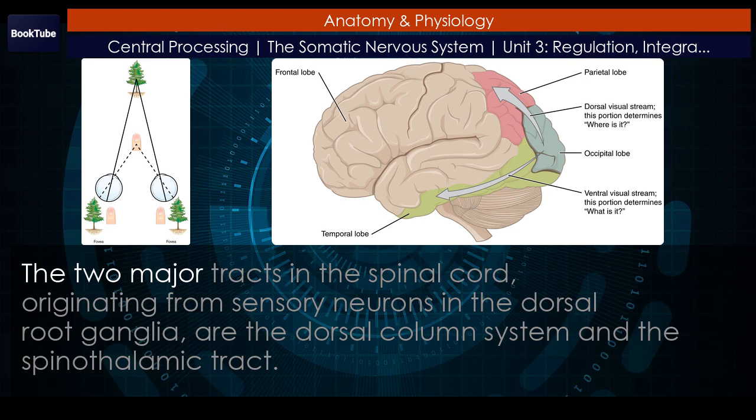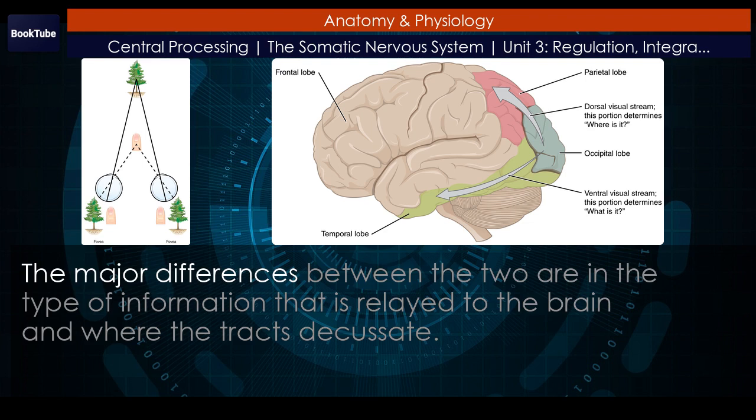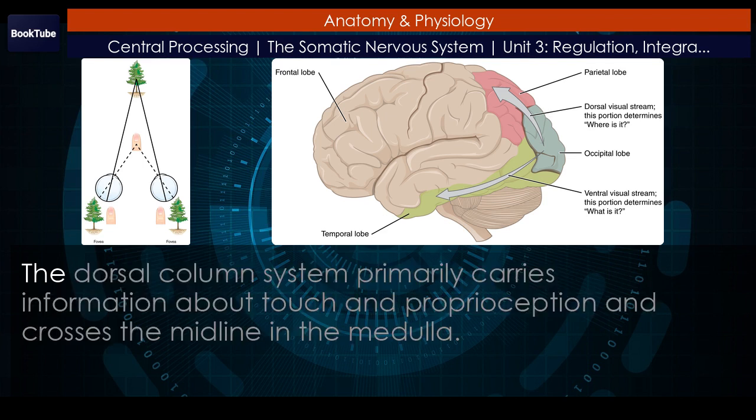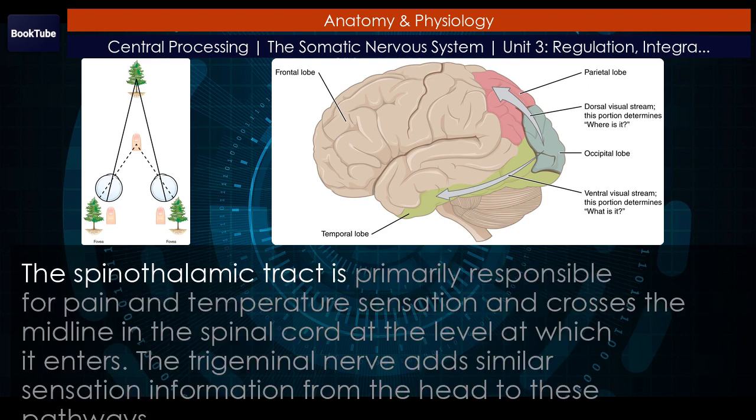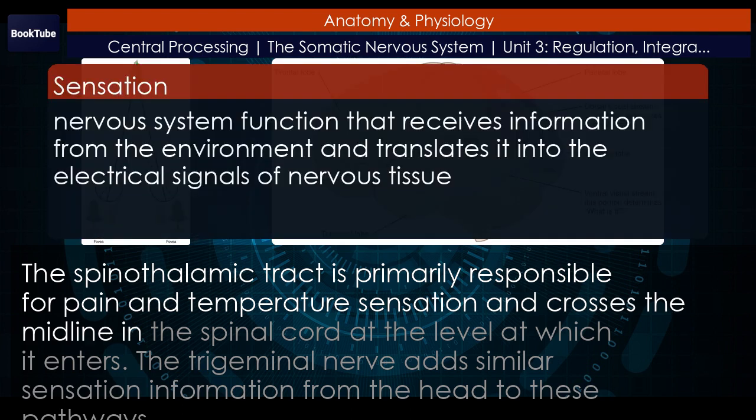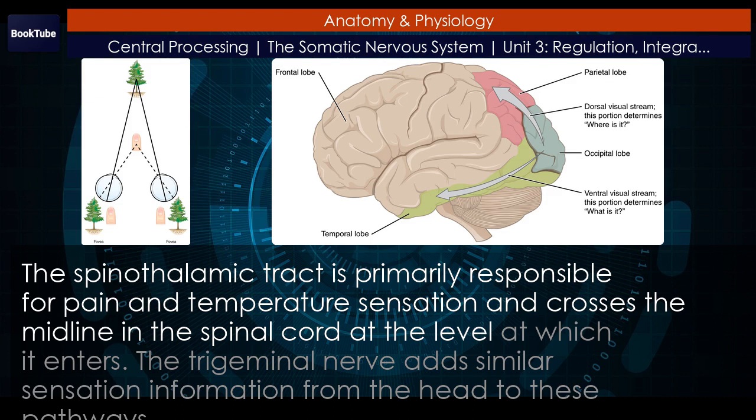The two major tracts in the spinal cord, originating from sensory neurons in the dorsal root ganglia, are the dorsal column system and the spinothalamic tract. The major differences between the two are in the type of information that is relayed to the brain, and where the tracts decussate. The dorsal column system primarily carries information about touch and proprioception and crosses the midline in the medulla. The spinothalamic tract is primarily responsible for pain and temperature sensation and crosses the midline in the spinal cord at the level at which it enters.